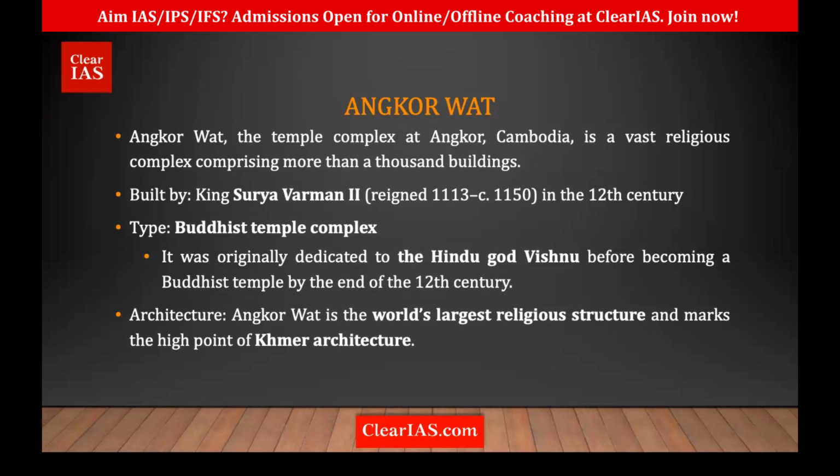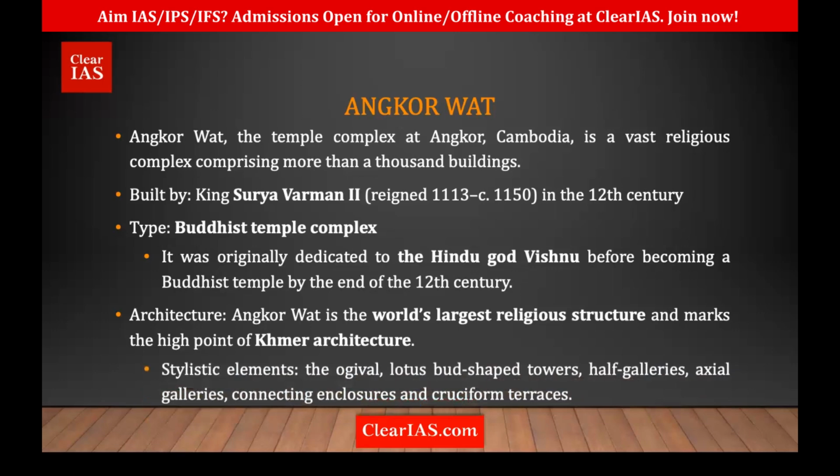Clear? So the features of this Khmer architecture are the ogival. Ogival is like a curvy linear shape. There will be a curve and then it will be pointed at the top, right? That shape is called ogival. Then there are also lotus bud shaped towers, half galleries, axial galleries, connecting enclosures and cruciform terraces. These are the features of this Khmer architecture. So Angkor Wat temples were made using the Khmer architecture style.